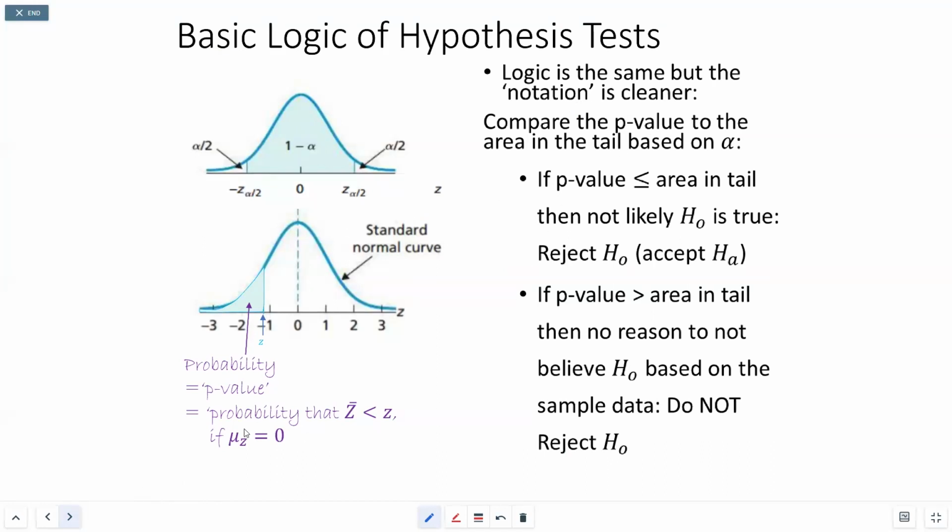So we compare the p-value to the area in the tail that's based on alpha. And it's the same thing as before. If the area in the tail, based on our z-score from our sample data, is less than the area that we were willing to live with as the margin of error, so it's even less likely to occur, then we reject the null and accept the alternative. But if the area based on our sample data of how likely it is to see what we're seeing or a value less is greater than our margin of error, there's no reason to not believe it's true. And so we do not reject the null.